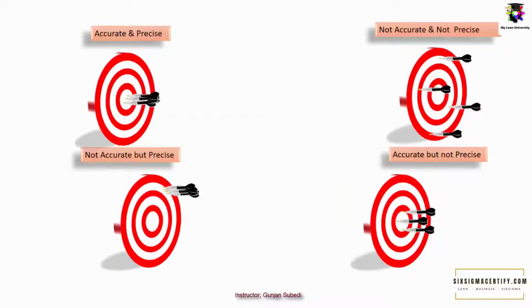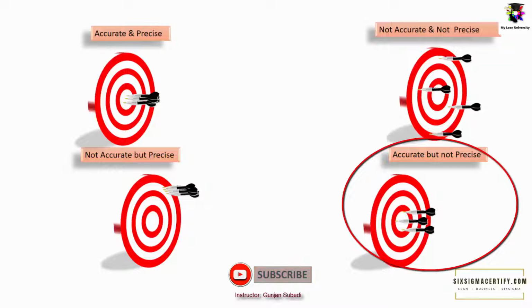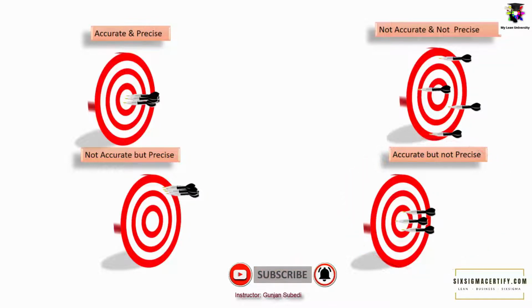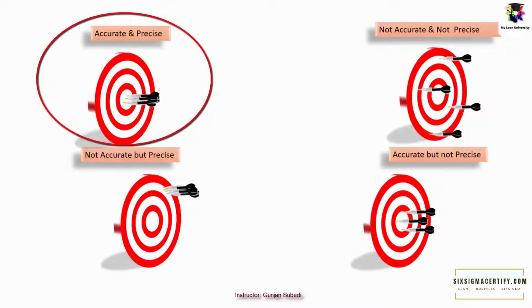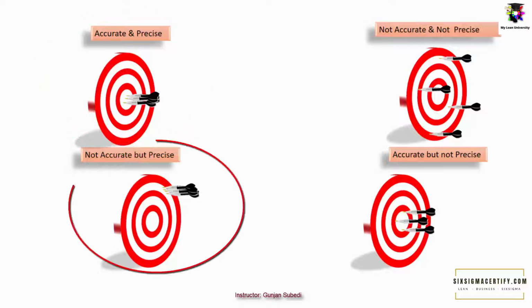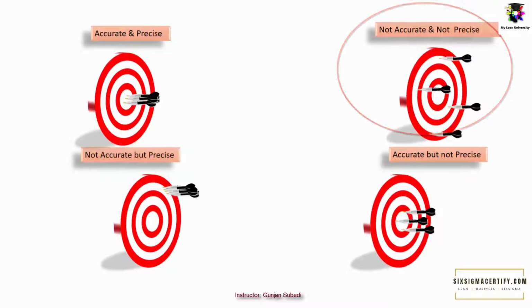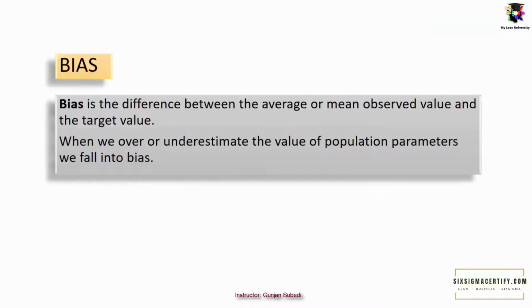Based on accuracy and precision, we may encounter one of the following four scenarios. Data may be accurate but not precise. Data may be both accurate and precise. Data may not be accurate but precise. Data may not be accurate nor precise. Again, accuracy is the degree of closeness to the true value and precision is the degree to which an instrument or process repeat the same value.